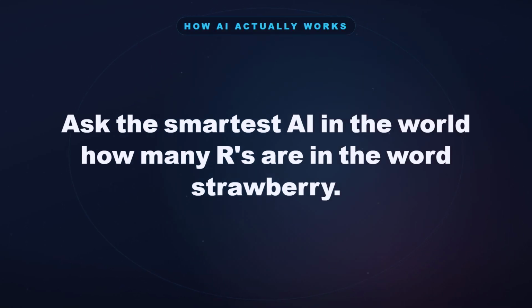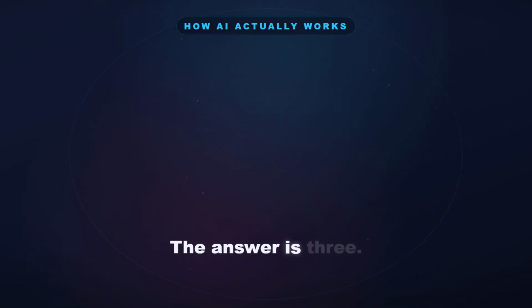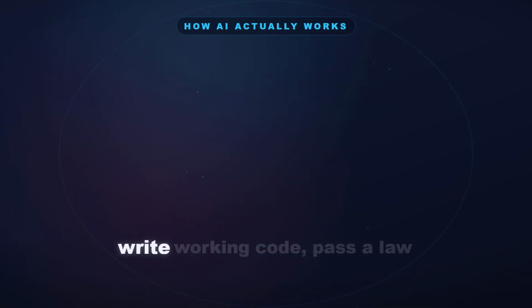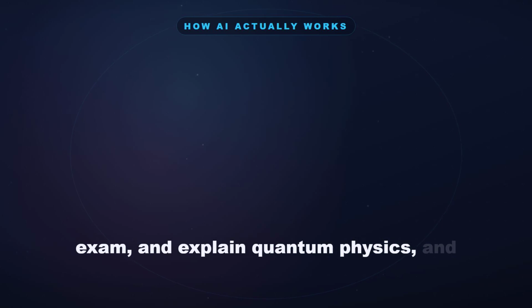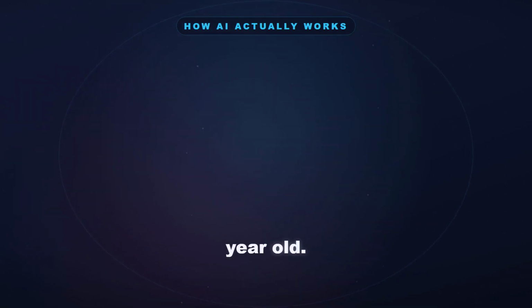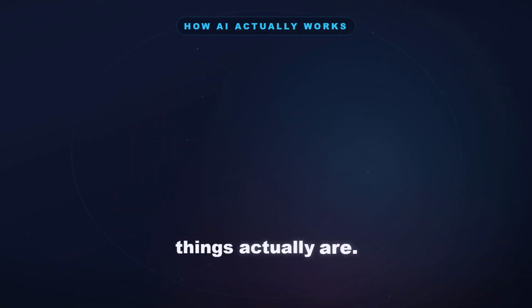Ask the smartest AI in the world how many R's are in the word strawberry. There's a real chance it tells you two. The answer is 3. This is a tool that can write working code, pass a law exam, and explain quantum physics, and it just lost to a 5-year-old. Once you see why, it tells you something deep about what these things actually are.